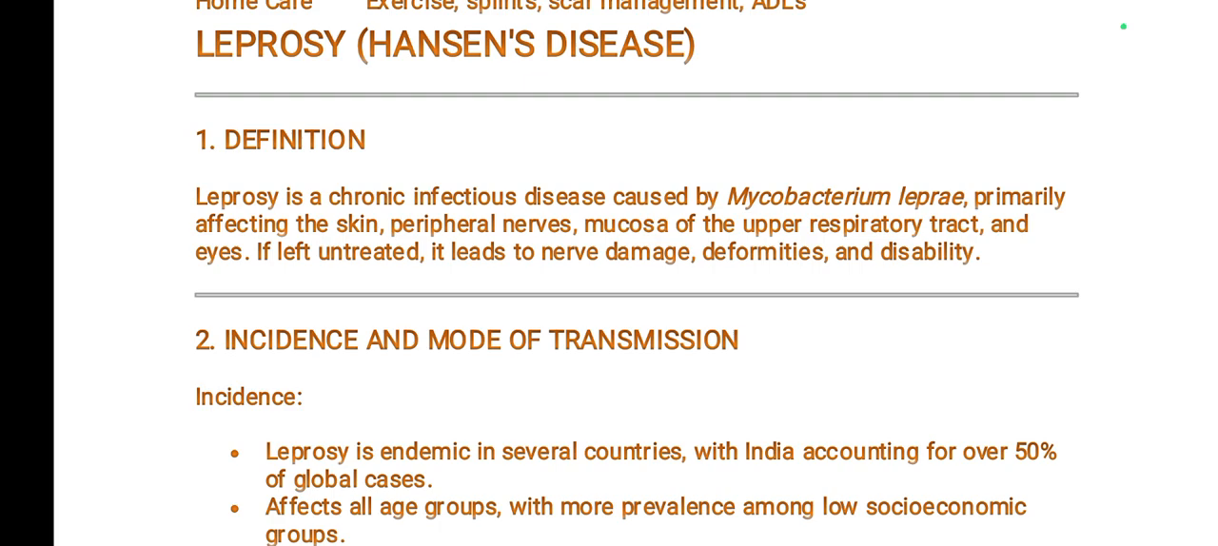In today's topic we are going to discuss leprosy, which is otherwise called Hansen's disease. Definition: leprosy is a chronic infectious disease caused by Mycobacterium leprae, primarily affecting the skin, peripheral nerves, mucosa of the upper respiratory tract and eyes. If left untreated, it leads to nerve damage, deformities and disability.